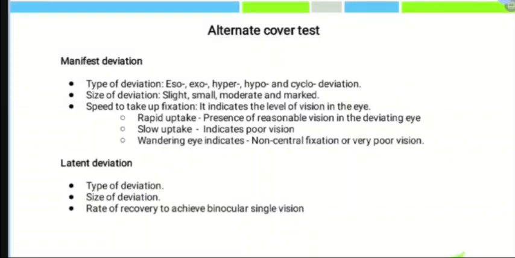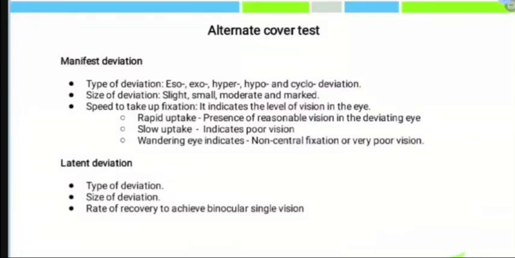Those things we will be checking, and we have to see how fast they are taking fixation. If the patient is able to take rapid fixation once you cover the unaffected eye, then it says the patient has reasonable or good vision in the deviated eye. If it takes a slow response or slow take-up of fixation, then it indicates the patient might have poor vision. If the patient has a wandering eye movement, the patient might have poor vision or non-fixation, or the patient might have very low visual acuity as well.